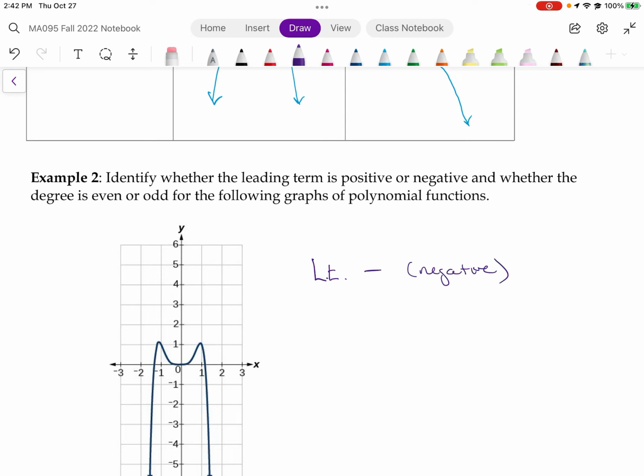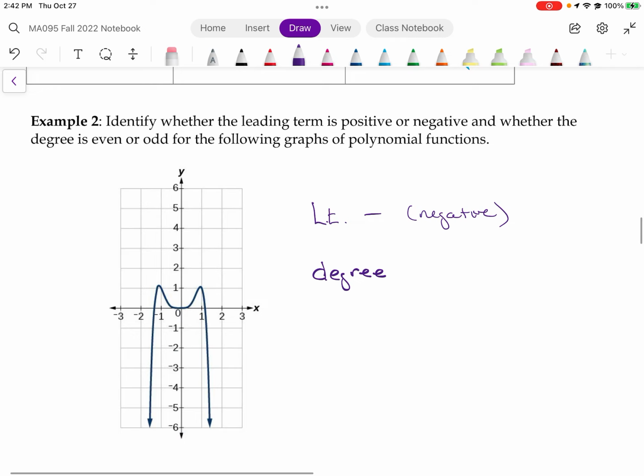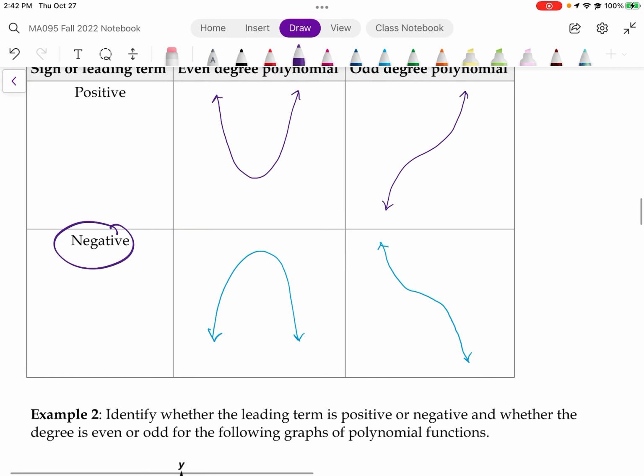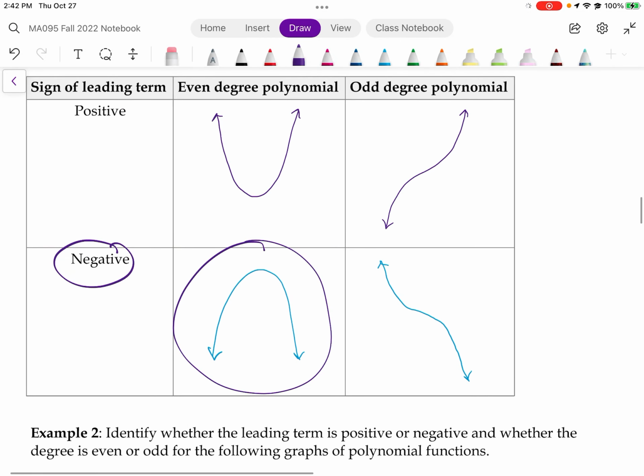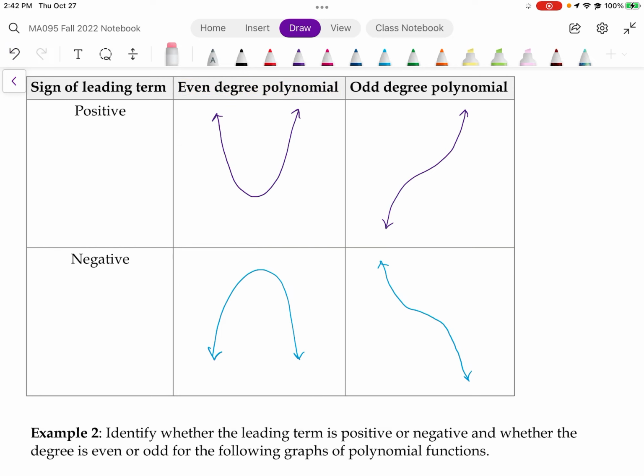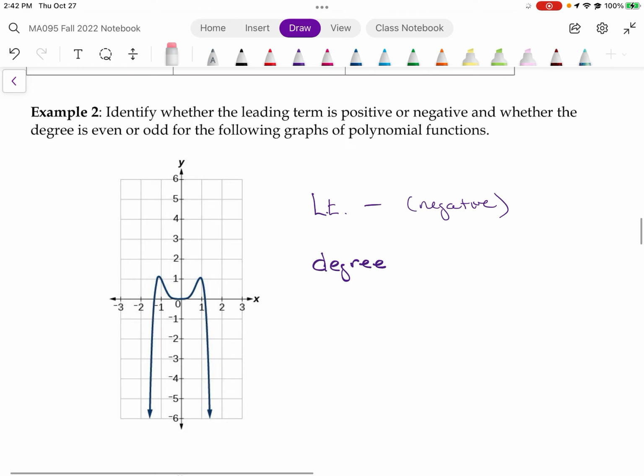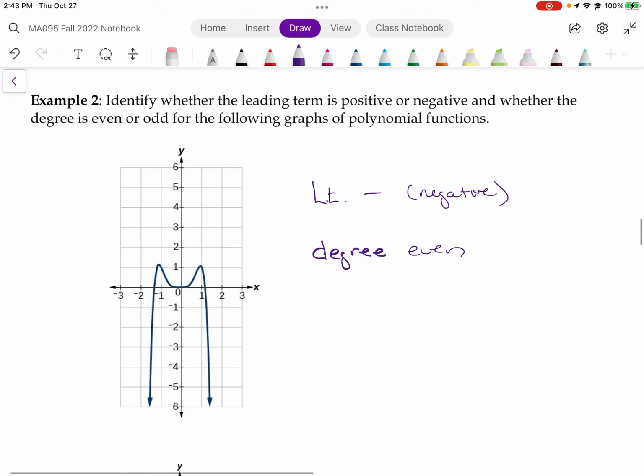So the first term has a negative in front of it, the leading term, the one with the highest degree. And the degree of this thing is even or odd. What do you think? They're both going in the same direction. So let's go up here and look. It's negative. It looks like this one in general, so that means it is an even degree polynomial. Okay, so I'm going to erase some of this because we're going to come back and use it again. All right, so the degree is even.